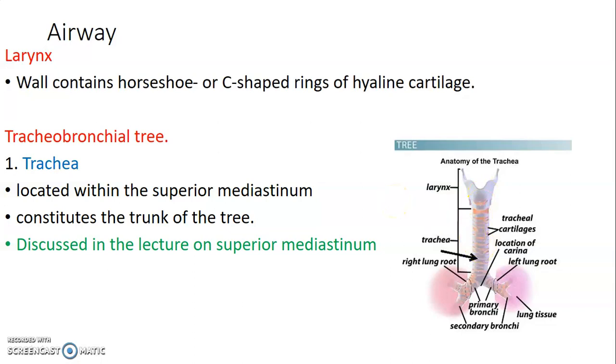So the trachea is within the superior mediastinum. The trachea has two portions. You have a cervical portion and a mediastinal portion. So the mediastinal portion is in the superior mediastinum, and it constitutes actually the trunk of the tracheobronchial tree. It forms the trunk. You can see it here. Other details of the gross anatomy of the trachea are described in the lecture on the superior mediastinum.